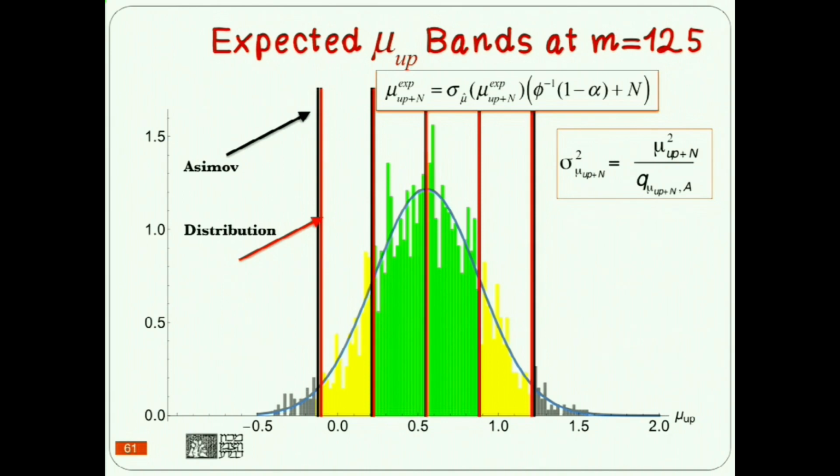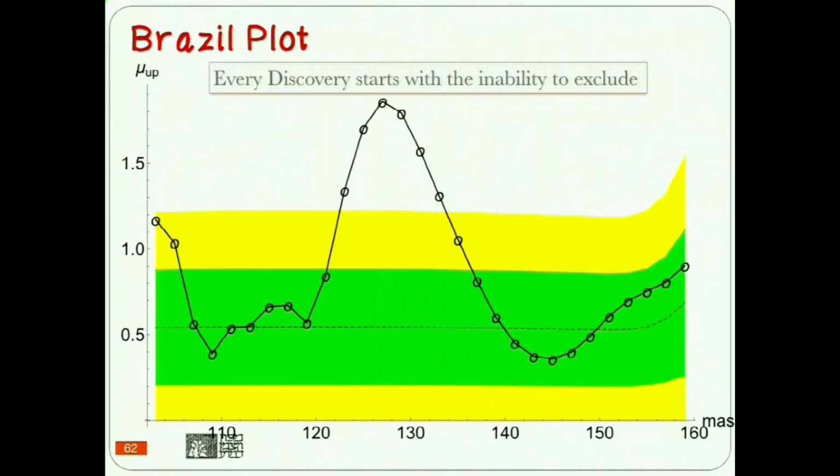Of course, you understand that easily with the Asimov, I don't have to do all these experiments. Asimov can tell me exactly where the yellow and the green bands fall. It's given by sigma of mu hat, evaluated at mu up, plus 1 sigma or 2 sigma, given by this value here. I can calculate the bands using the Asimov. And I can actually do it for every mass. And suddenly you get a very familiar plot, the Brazil plot.